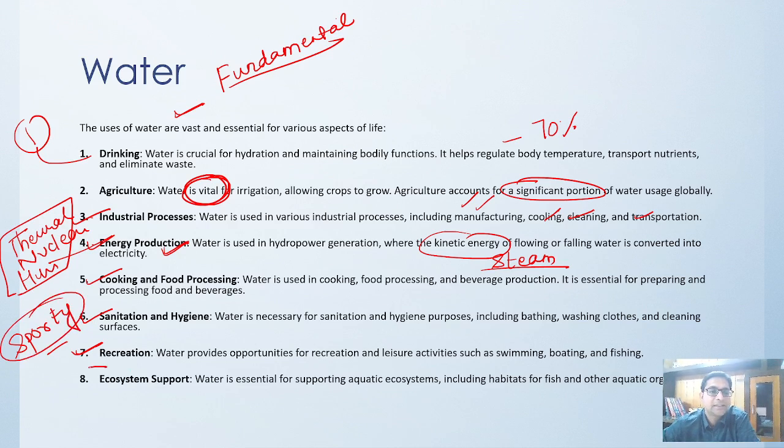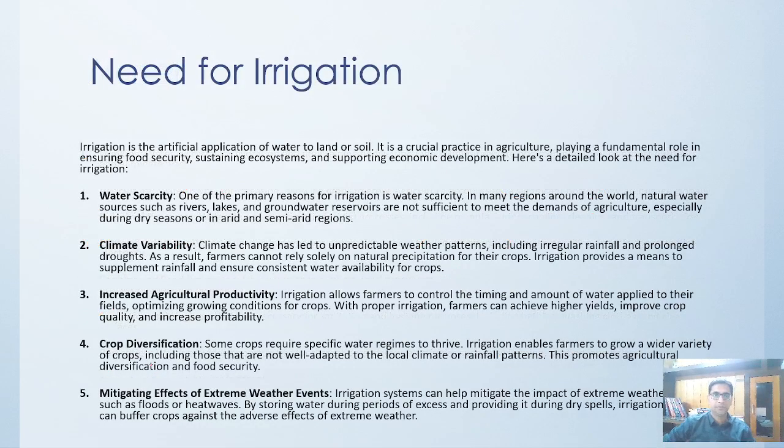Then water is the major component for ecosystem support: aquatic ecosystem, terrestrial ecosystem, air ecosystem, whatever it is, habitat. Wherever you go, clean water and proper water supply are very, very important for ecosystem support. Okay.